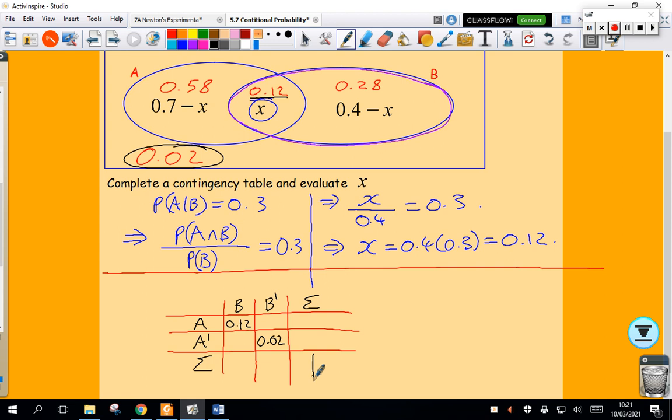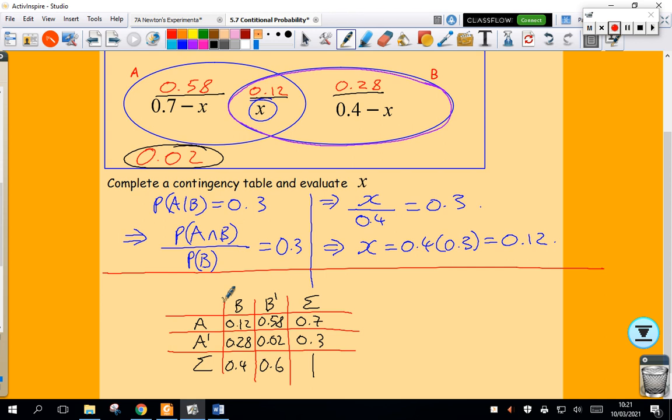The sum of all the outcomes should be 1. In A, but not in B, is 0.58. So the total probability of A should be 0.70. In B, but outside A, is 0.28. So adding everything up, that'll be 0.3. That works out nicely. This will be 0.4. This will be 0.6. That works out nicely. That's what my contingency table looks like.